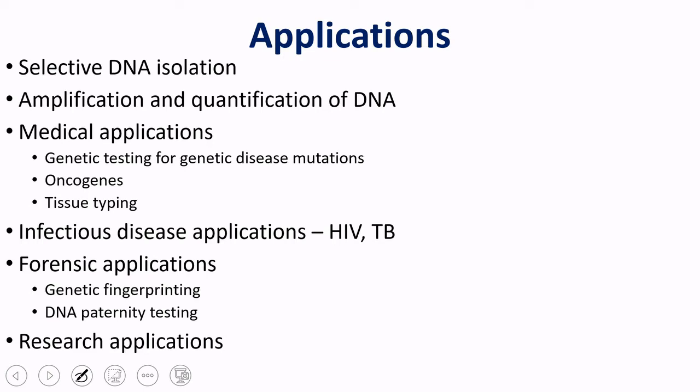And PCR is also helpful in different medical applications, like genetic testing of genetic diseases, oncogene identification, tissue typing identification, then identification of infectious diseases like HIV, TB, and nowadays coronavirus, COVID-19. You can detect it by the use of RT-PCR. That is a slightly advanced, slightly modified version of PCR only.